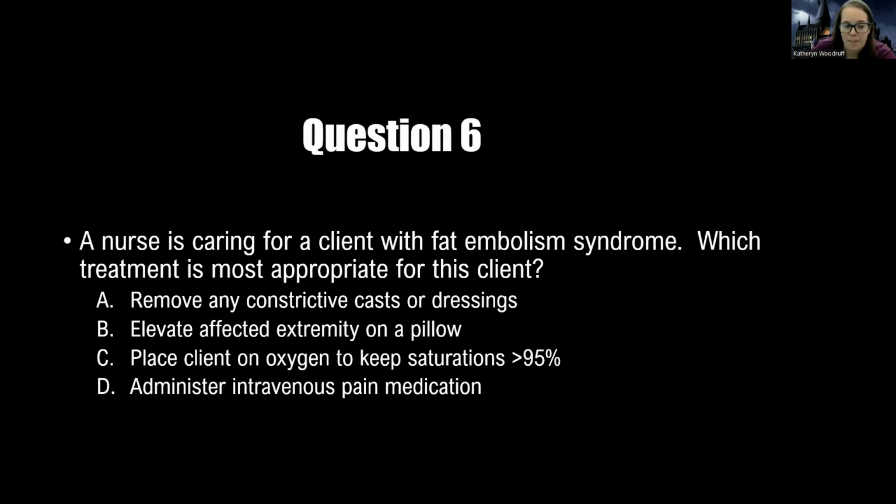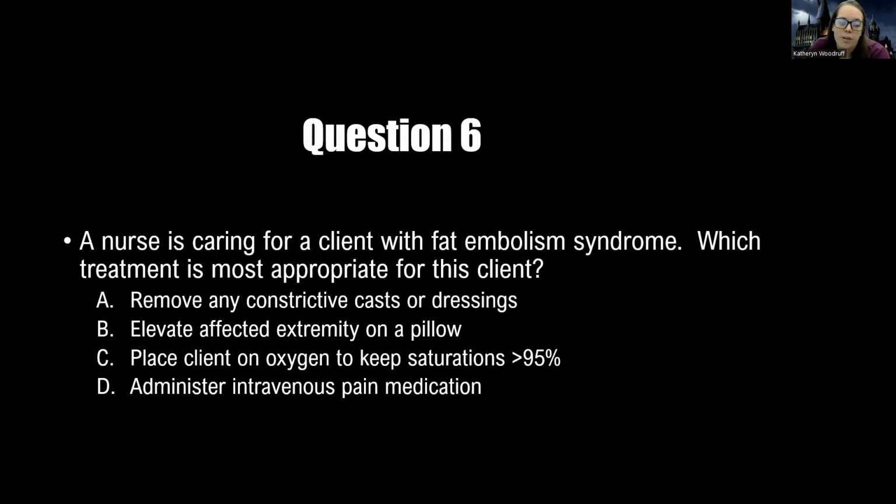Administer intravenous pain medicine. Again, I feel like this is more appropriate to compartment syndrome, because with fat embolism syndrome, I don't think there's any pain associated with it. It's fat that's floating through my body, getting stuck some places. I don't think that it actually leads to any pain.